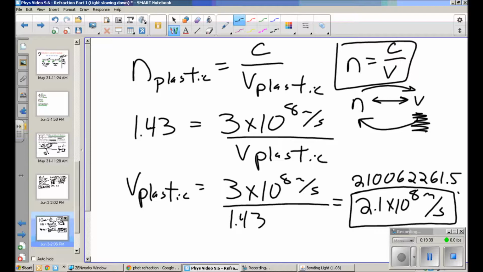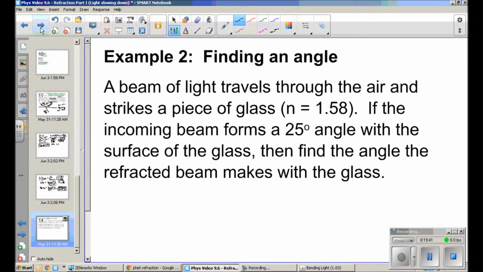One last example. I know I'm going over my 20 minutes again. This section is pretty involved. All right. So for example 2, this time we're going to find an angle.